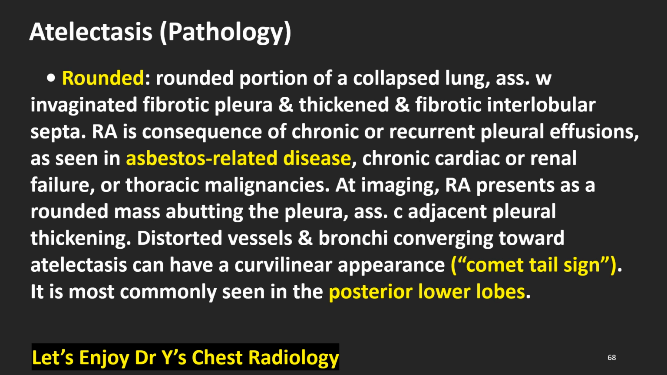Atelectasis pathology. Rounded. Rounded portion of a collapsed lung associated with invaginated fibrotic pleura and thickened and fibrotic interlobular septa. Rounded atelectasis is a consequence of chronic or recurrent pleural effusions as seen in asbestos-related disease, chronic cardiac or renal failure, or thoracic malignancies. At imaging, rounded atelectasis presents as a rounded mass abutting the pleura associated with adjacent pleural thickening. Distorted vessels and bronchi converging toward atelectasis can have a curvilinear appearance, the comet-tail sign. It is most commonly seen in the posterior lower lobes.